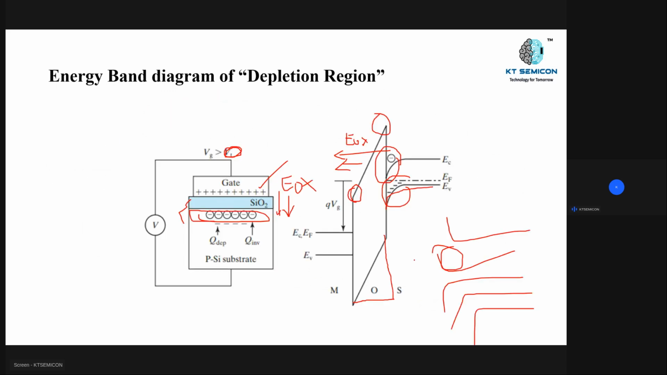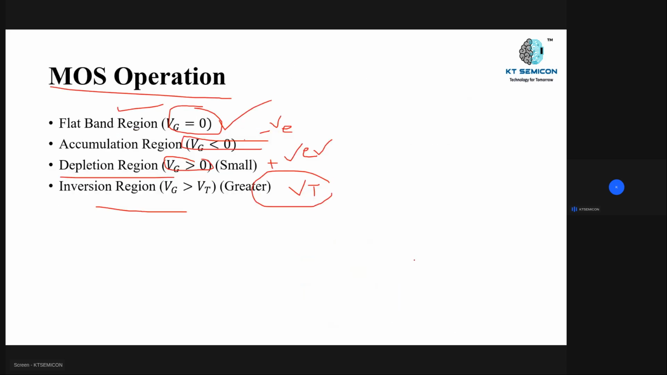So that is the thing, completely related to the four cases: flat band region, accumulation region, depletion and inversion. These are the four cases of a MOS capacitor.